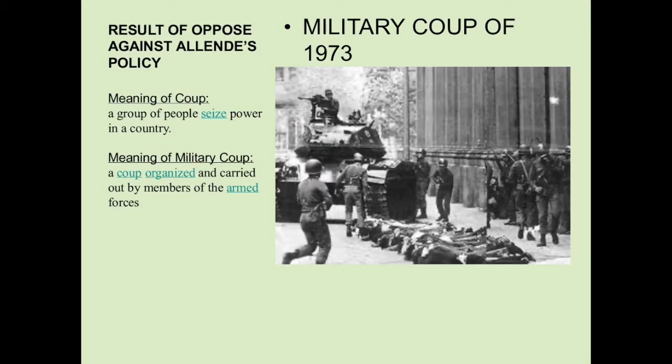This is the picture of the military coup of 1973, and this was the result of opposition against Allende's policy. And the meaning of coup, as you can see in this picture, is a group of people seizing power in a country. Also, a military coup is a coup organized and carried out by members of the armed forces.